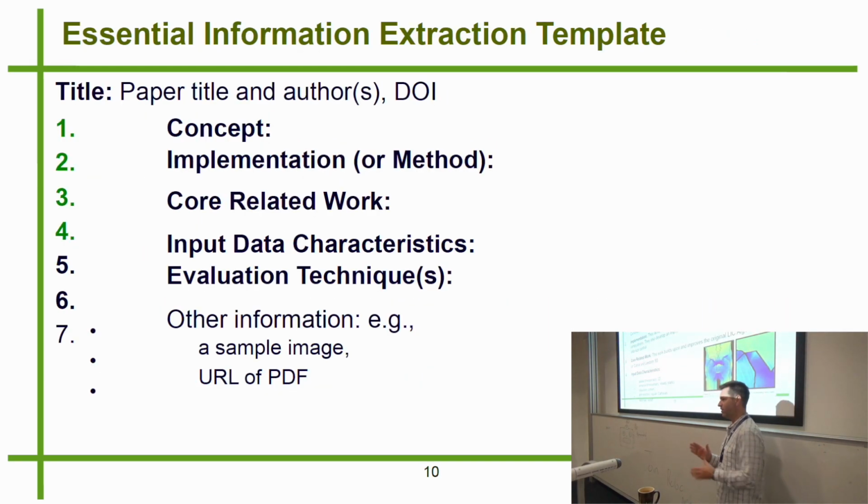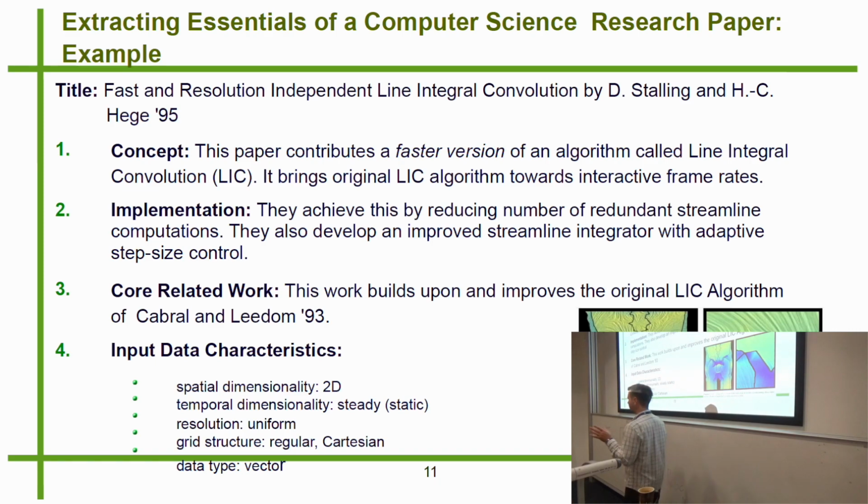So you guys haven't seen this paper. It's just an example to give you an idea of what we're looking for. This is a paper called Fast and Resolution Independent Line Integral Convolution. Right? It's a very complicated paper. It's difficult to understand. It's very specialized. Even the title is just like, what? Huh? What are you talking about? At least you can understand the word fast, though, right? Fast.